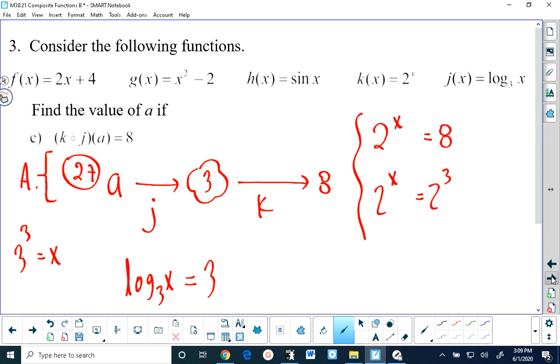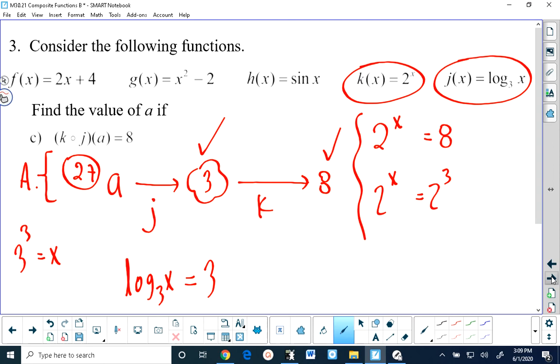And you can certainly check that. If you put 27 through j, you will have log base 3 of 27, which is the exponent to which you raise 3 to get 27, and that is 3. So 3 comes out of j. If you put 3 into k, here's k, we will have 2 raised to the 3. What comes out of that is 8, and that's what we were told is supposed to come out of this.